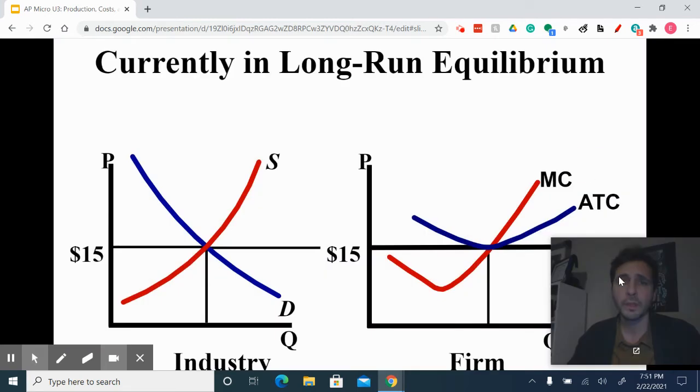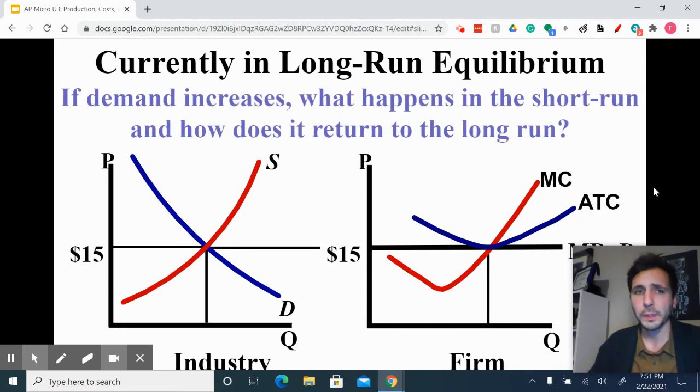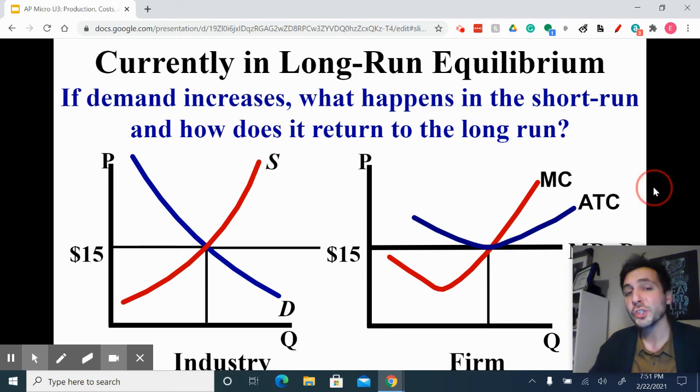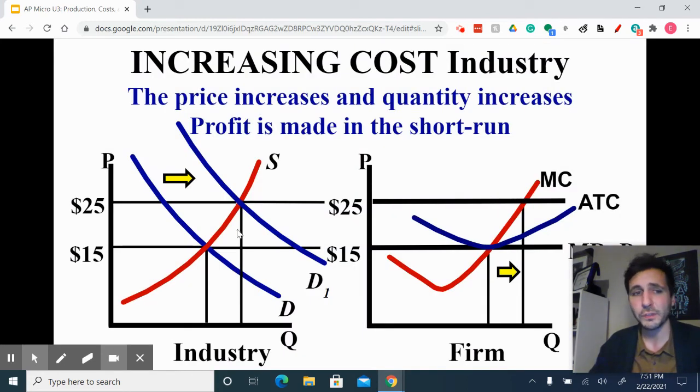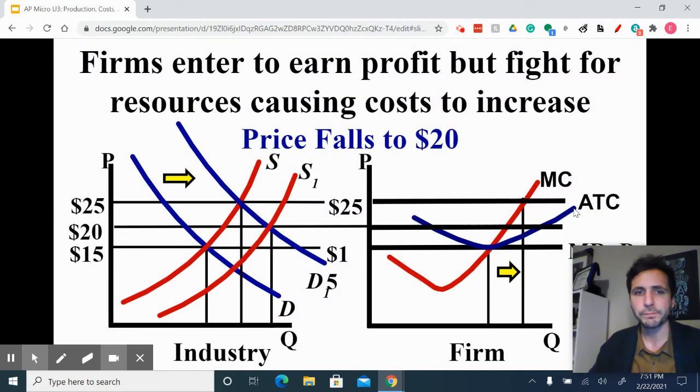Looks like this. So if we're currently in long-run equilibrium, demand increases, what happens in the short run, and then how does it return in the long run? Well, in the short run, demand is going to shift to the right, changing our price. We know when price changes in the industry, MR equals D equals AR has to change as well. When MR equals D equals AR is this far above ATC, we know we got profits. Okay, so our profitability is pretty high. What's going to happen? Well, firms are going to enter the market.